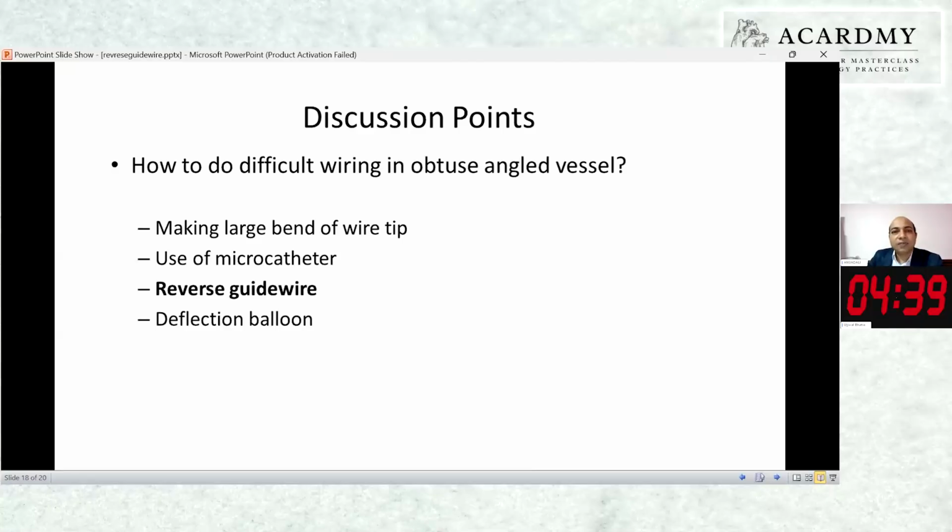So how to do difficult wiring in an obtusely angled vessel? These are the different methods. First, either making a large bend of the wire tip, which I tried in the first case, or use of a microcatheter, especially the Supercross or that angled microcatheter, Supercross or Venture. Then the reverse guide wire technique, which I used in our cases, or the deflection balloon technique, in which we need to inflate the balloon just distal to the ostium of the side branch, and then we can manipulate the wire to enter into the side branch.